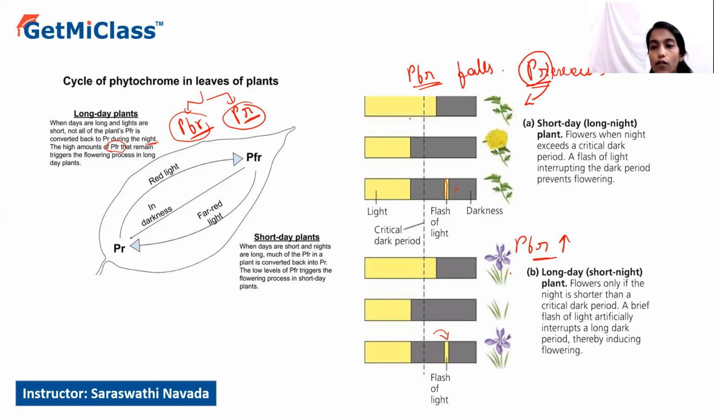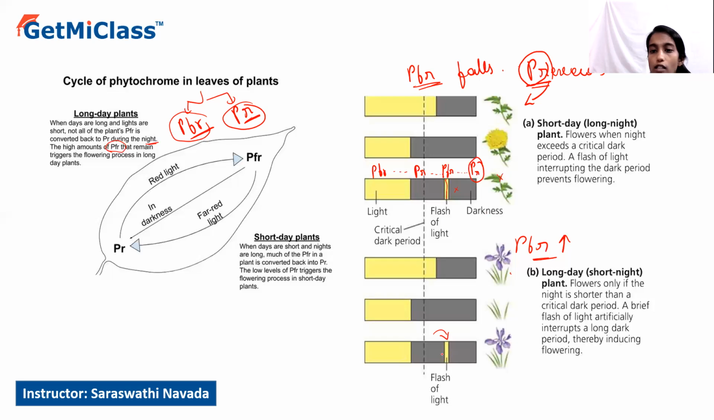Suppose the dark period is interrupted in short day plants: a flash of light can prevent flowering. Here it is PFR that is converted to PR during the night period. If we introduce a flash of light, this PR will be converted again to the PFR form, and further it will be slowly converted back to the PR form. So the concentration of the PR form will fall in short day plants, and it won't induce flowering.